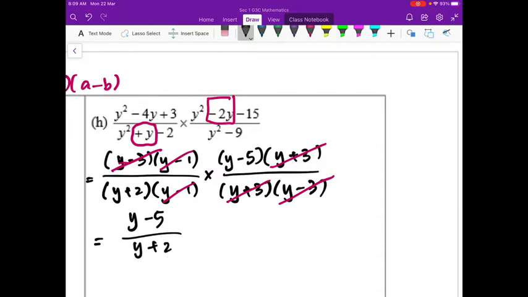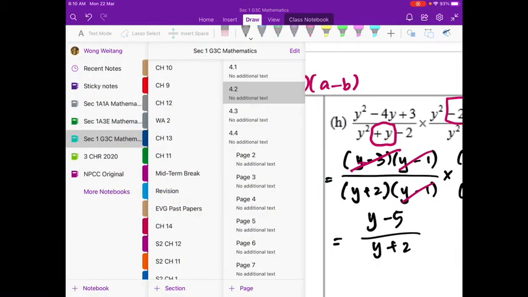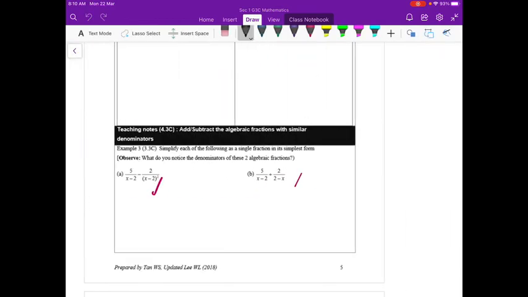Okay? These are typical test and exam questions. Very typical. Looks complicated. But when it looks complicated, you should be happy. I know, most likely I can factorize them already. And it will become very simple at the end. Okay, so that is our 4.2. Let's move on to 4.3.